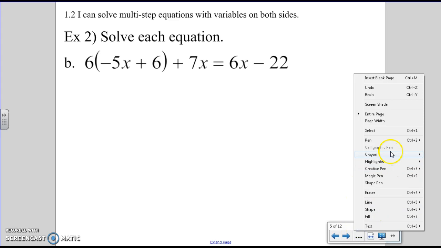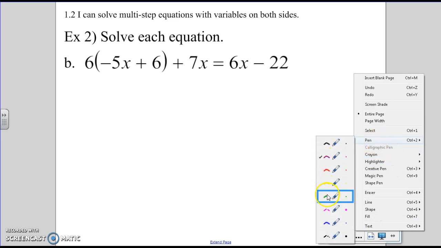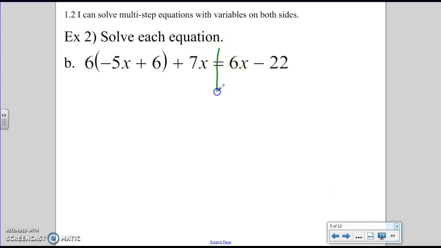Okay, next example. Same idea. So example 2, I guess. We're going to eliminate our parentheses. We're going to distribute. So 6 times negative 5x is negative 30x. 6 times 6 is positive 36. And then I'm going to bring down my plus 7x there. The right side doesn't have any parentheses, so we're going to leave that.